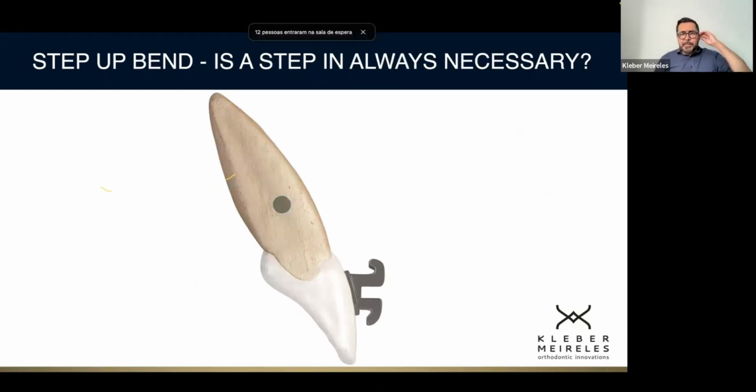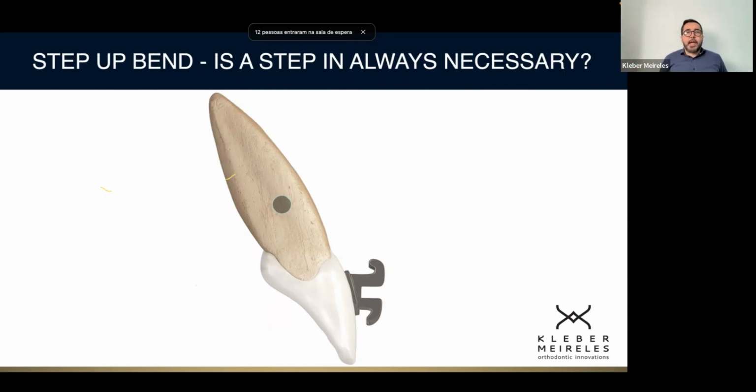Well, let me ask you a question to see if you are paying enough attention. Is it always necessary a step in when we do intrusion bends? What do you think? Well, just a tip, everything is related to the line of action of the force. If the line of action of the force is passing through the center of resistance, it won't be necessary because this line of action will not generate a moment. Remember, this is a translation.